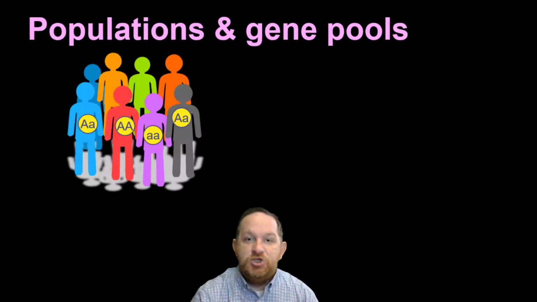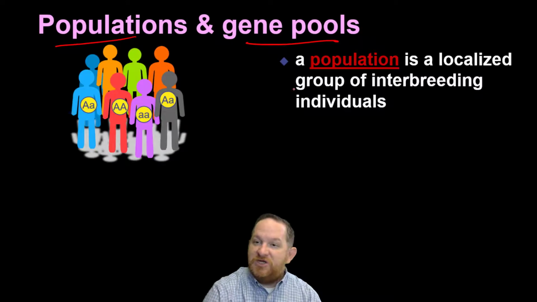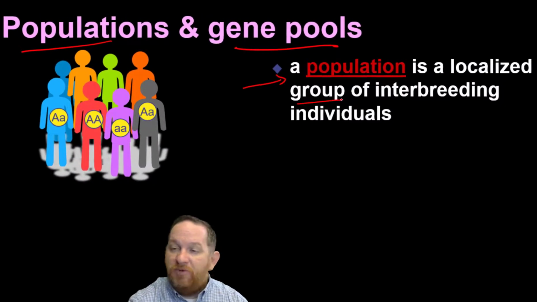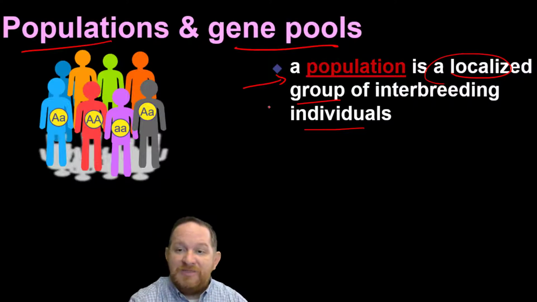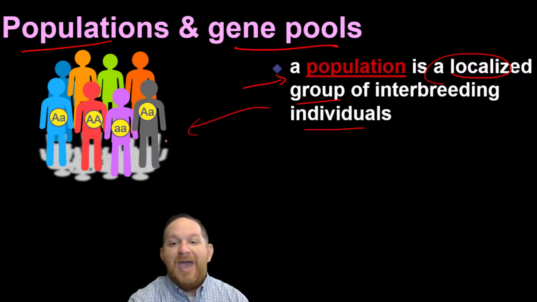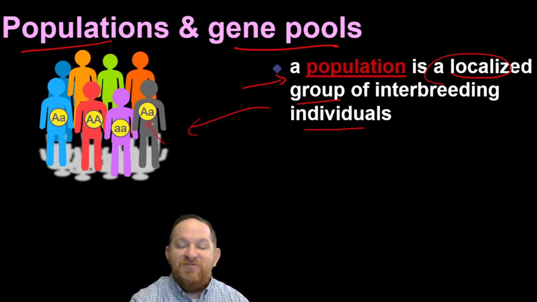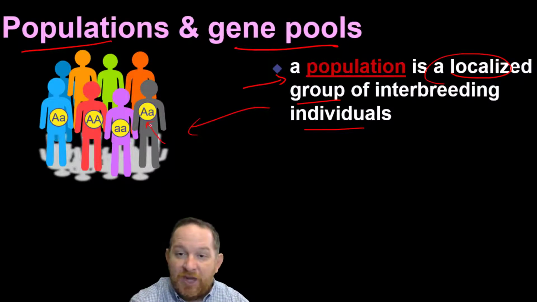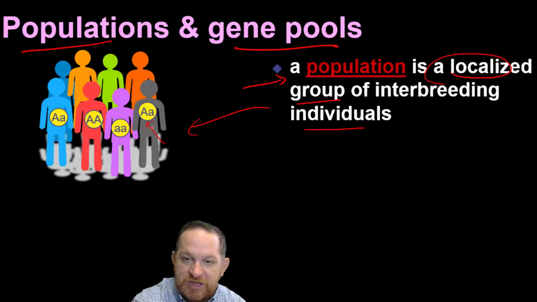So let's start by talking about populations and gene pools. The first definition I want to give you is population. You may remember a population is just a group of individuals in a certain location that can interbreed. So in this example here, I've just got a little graphic of a population of humans. And you may also note that I've given you the genotype of a particular trait. Let's say it's eye color or hair color. Eye color and hair color are actually quite complicated, but we'll just go with that for an example.